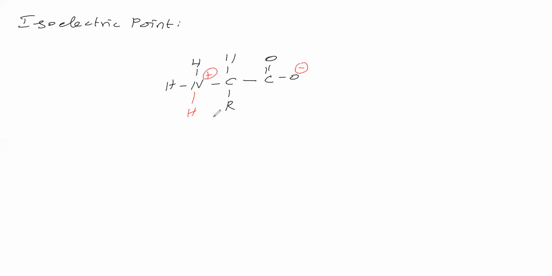This is called a zwitterion. It is called an inner salt because the acid-base neutralization is over: this carboxyl group acted as acid, and the NH2 group acted as base. So this zwitterion, another name is ampholyte. It is called an inner salt, a dipolar ion.